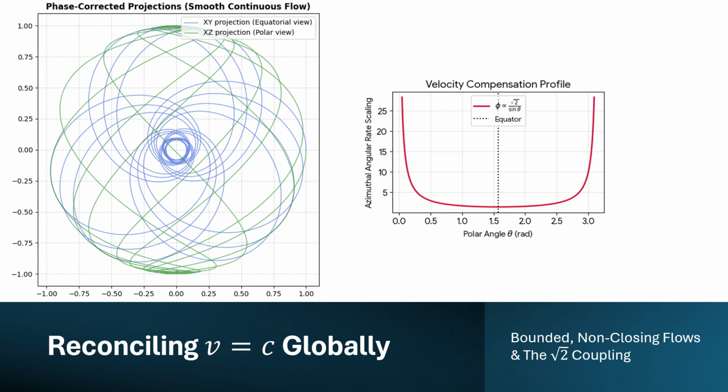The other graph there is the polar angle and the azimuthal angular rate of scaling, as I call it, and the relationship between the two. And you can indeed see that near the equator you have a very low coupling or rate scaling, I would say, and near the poles, you have a very dense one.